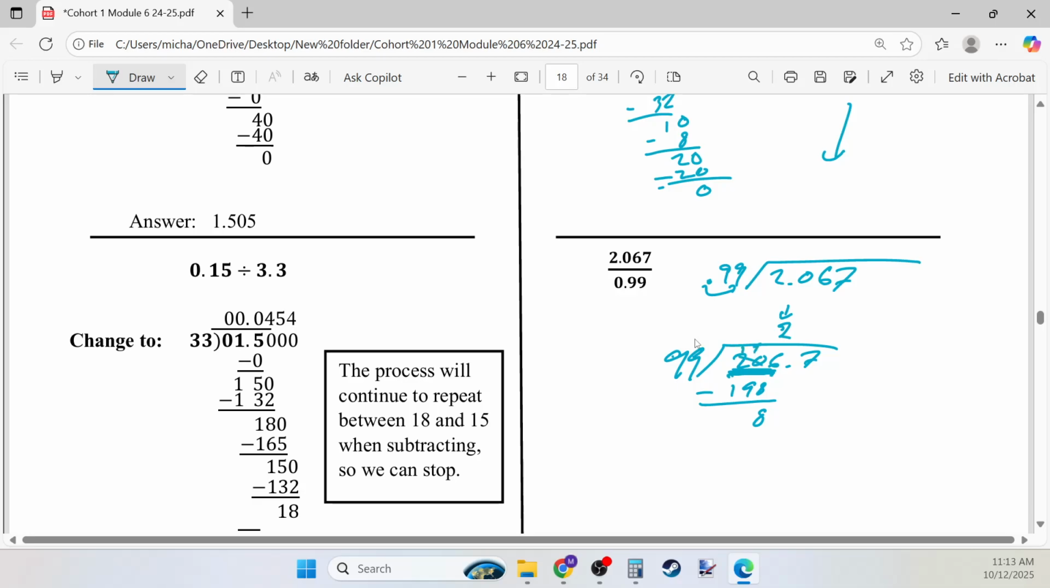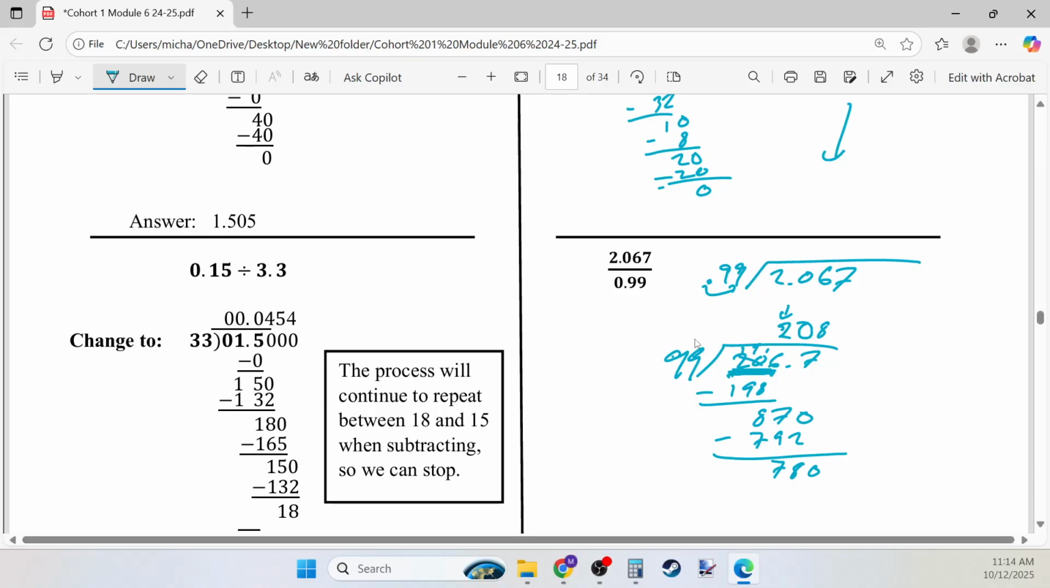Borrow. 16 minus 8 is 8. 19 minus 19 is 0. That 7 comes down. I say, does 99 go into 87? No. Bring down another 0. Does 99 go into 870? Yes, it goes in 8 times. 8 times 99 is 792. I subtract. I get 78. And I bring down a 0.